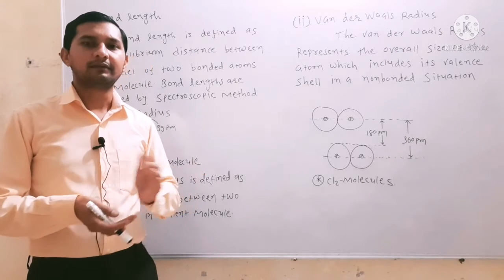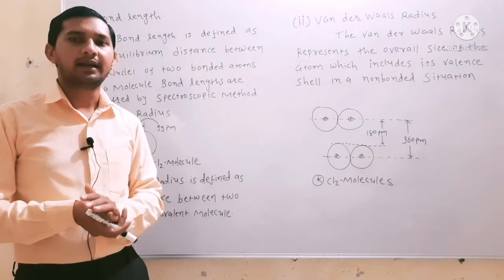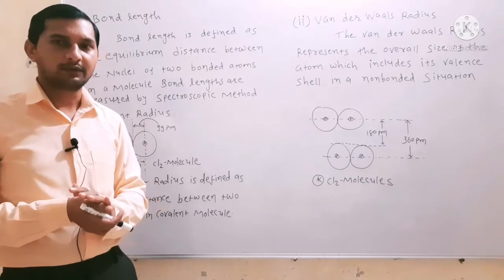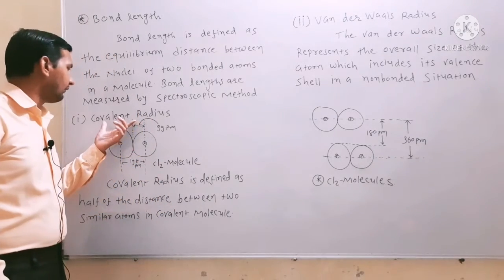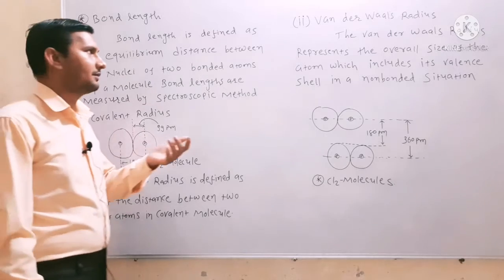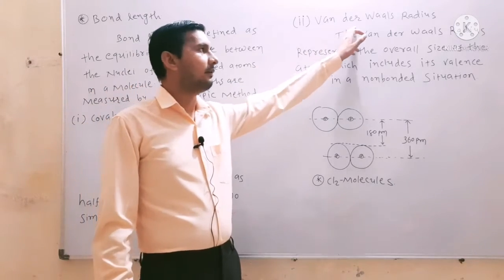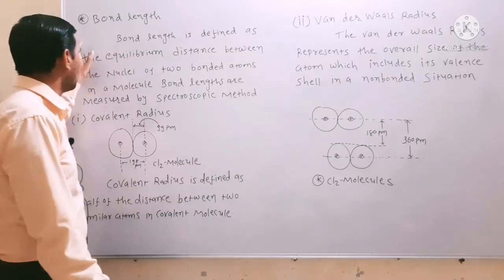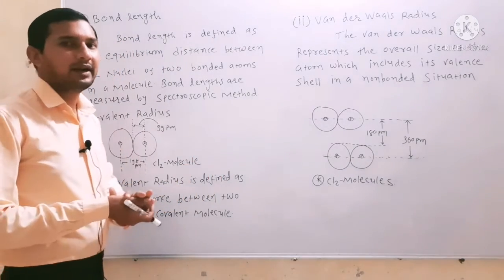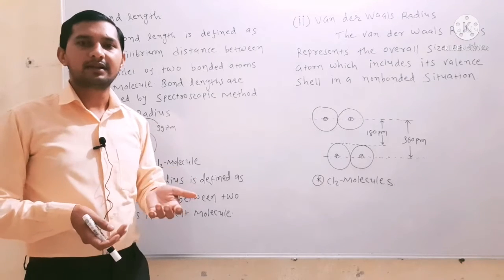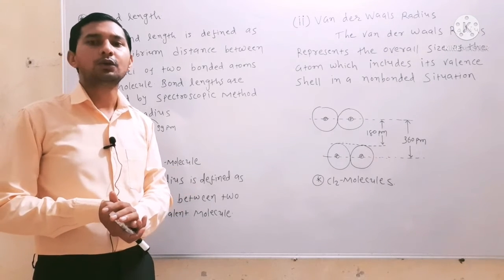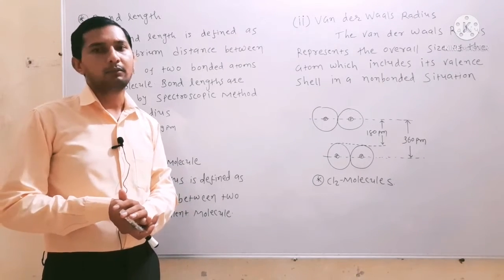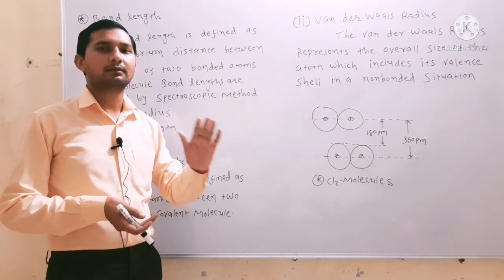We will discuss this bond length by taking two examples. The first one is with covalent radius, and the next one is with the help of van der Waals radius. So what is bond length? Bond length is defined as the equilibrium distance between two nuclei in a given molecule. This is known as bond length.